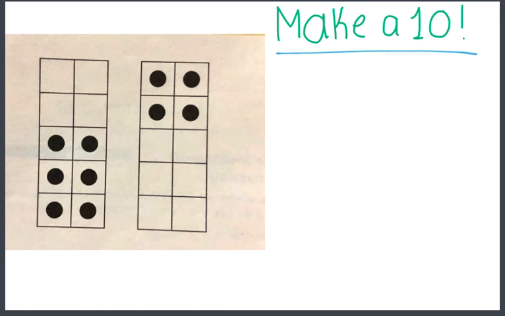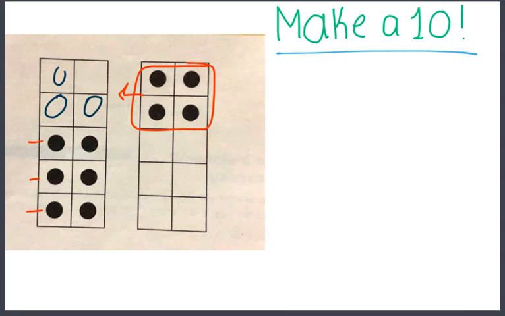So let's look at this quick about how you can make a 10. First, let's look at the double 10 frame on this side. We can see it in a couple different ways. There are 2, 4, 6 dots on this side, and there are 4 empty boxes, and there are 4 dots on this side. We're going to move those 4 over and fill it up.